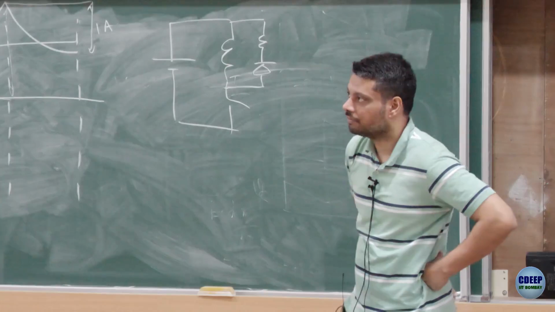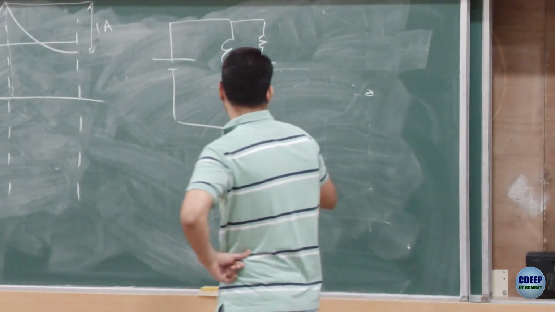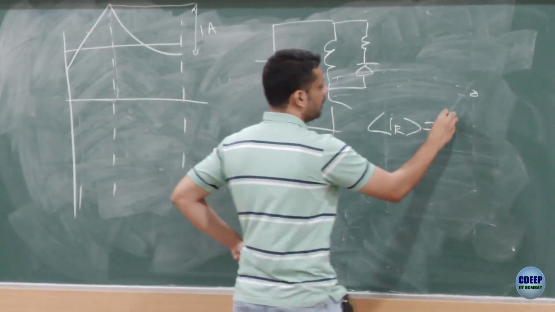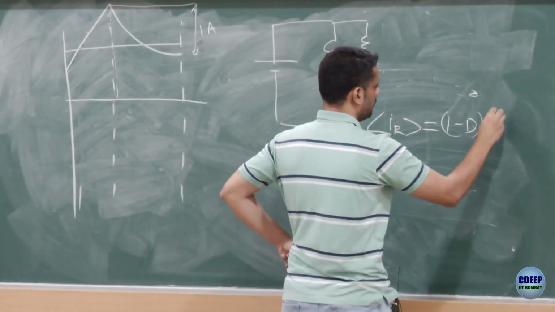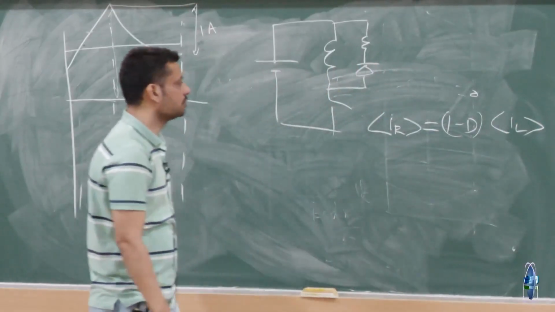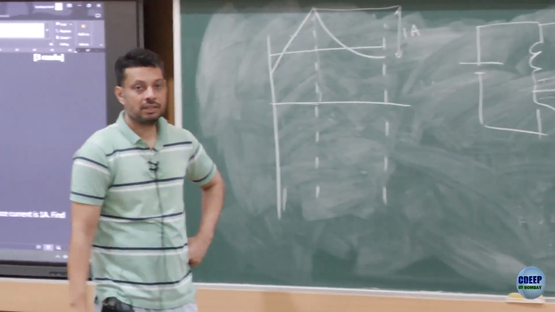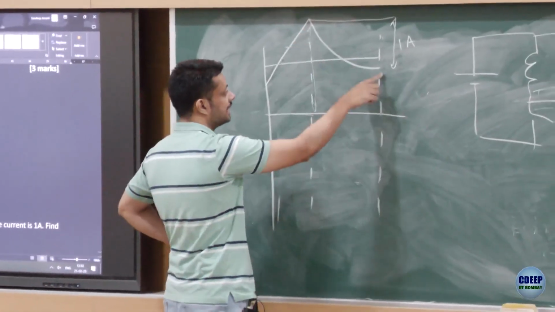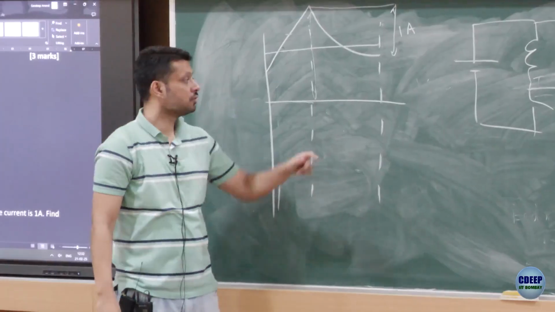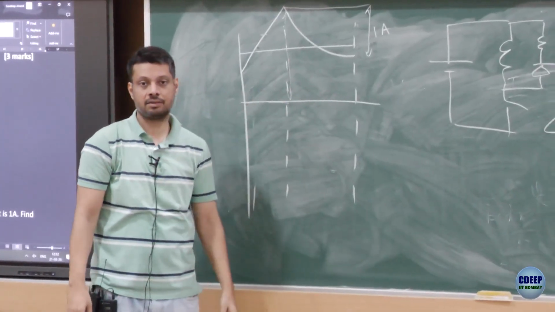Can we write average resistance current is equal to 1 minus D times the average inductor current? Okay, that is not true, that is not true because this is not a straight line. If this would have been a straight line, this should be true. But this is not true because it's not a straight line.